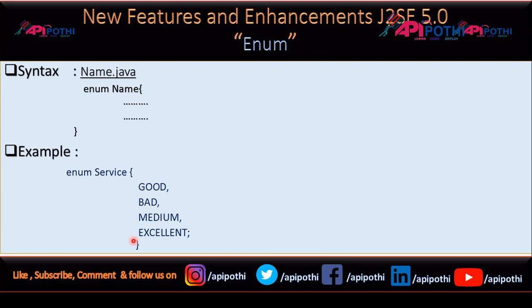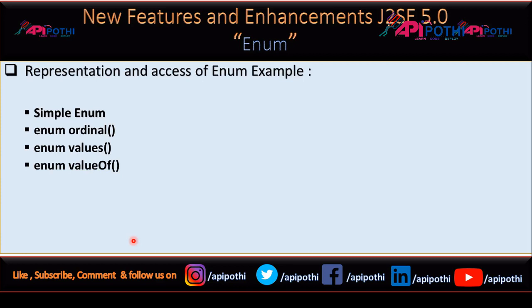Just now we created one enum having some values like Galaxy, Samsung, Mi, some price tag, all those things, right? So this one is the representation and access of enum. So how we are going to create the enum, how we are going to access the enum element, how we are going to declare the enum element.